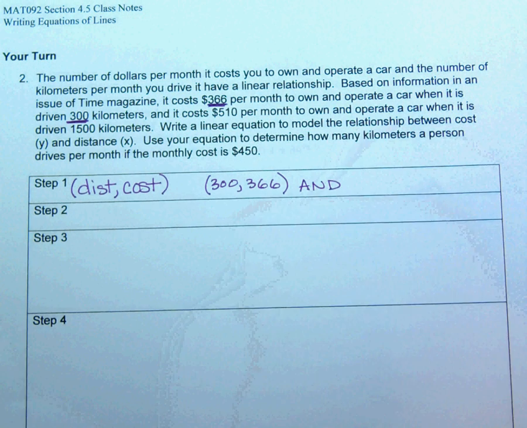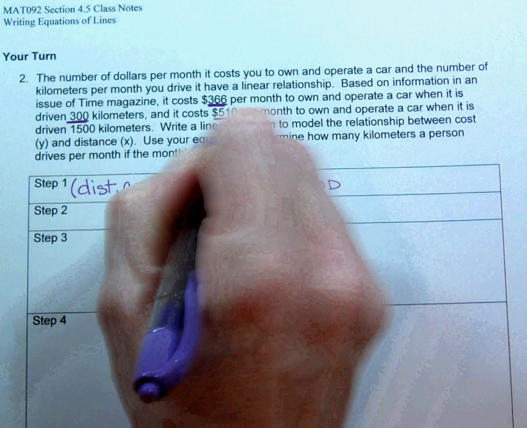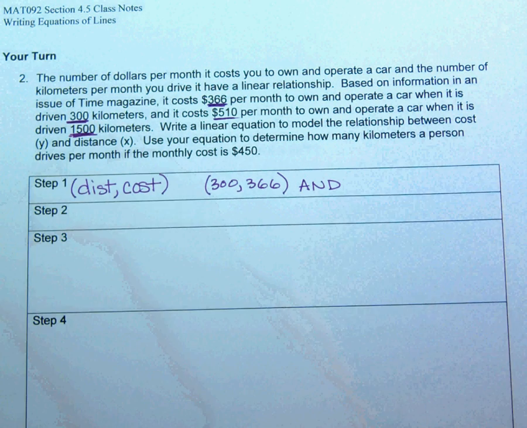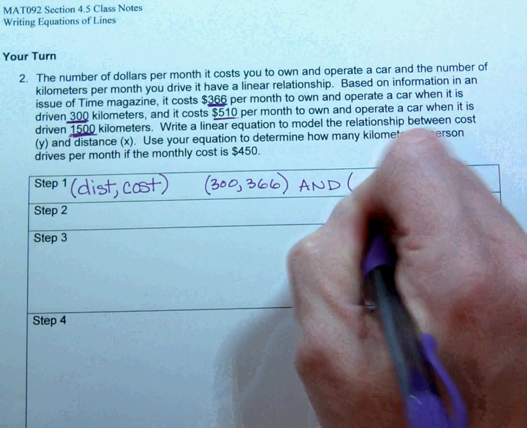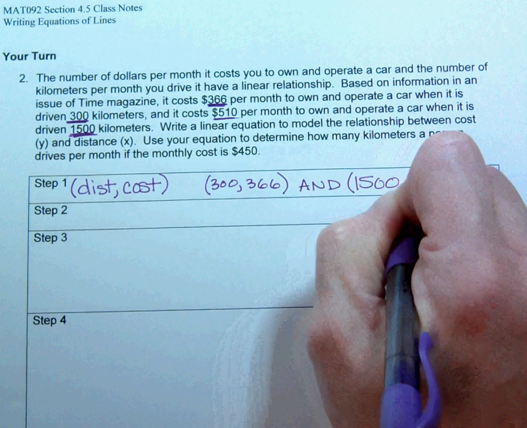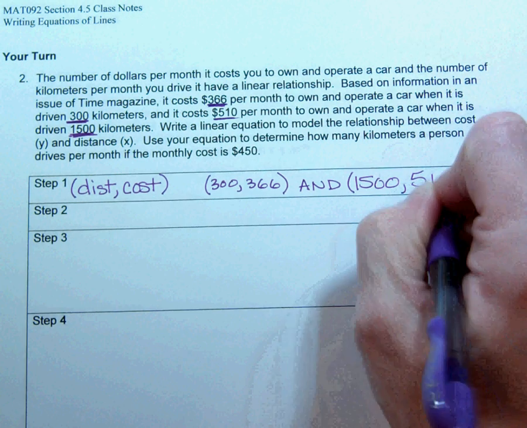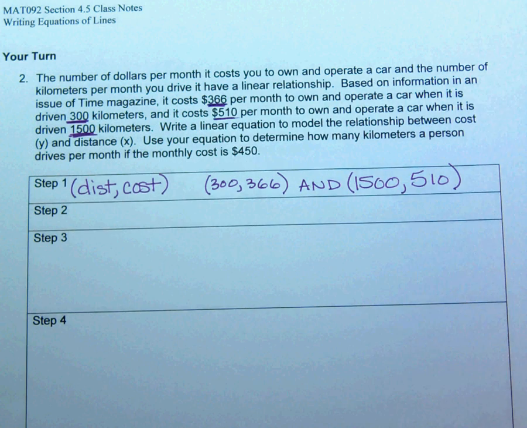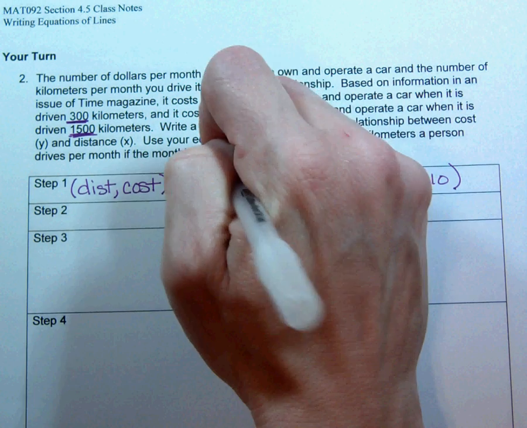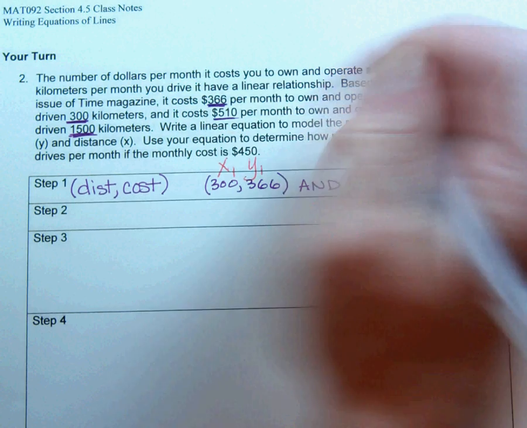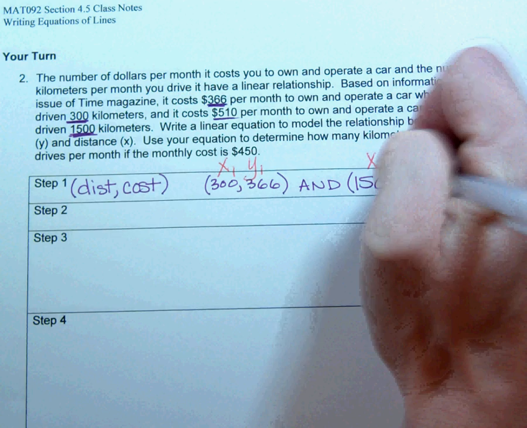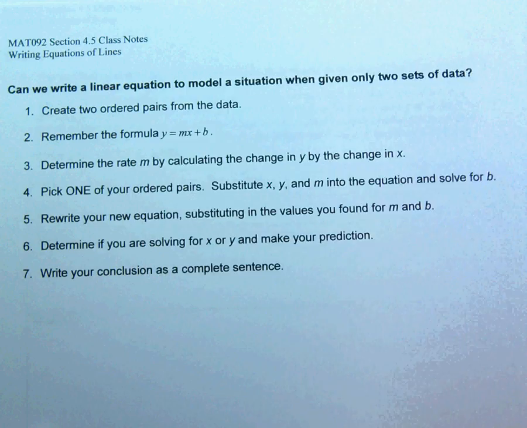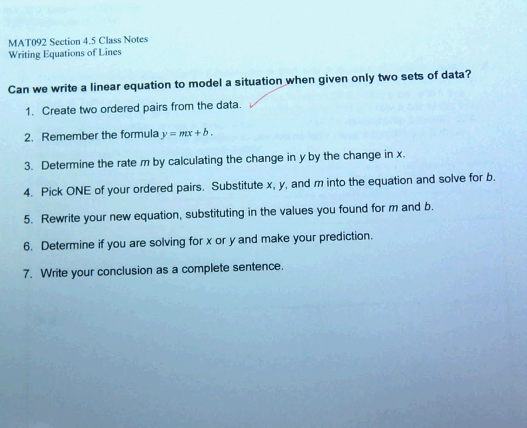Right, let's do the other one. $510 per month when it's driven 1,500 kilometers. So my next distance is 1,500 and the cost is 510. So I have x1, y1, x2, y2. So I am done with step 1.